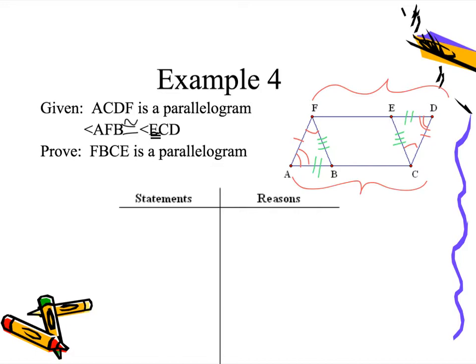Now, FB and EC are opposite sides of that smaller parallelogram. I wonder if I could get this guy and this guy to be congruent, right? Could I do that? Well, I've got AC congruent to FD, which are two big sides. If I subtracted AB and ED, I'd get FE and BC congruent, making that smaller one a parallelogram by opposite sides being congruent. I have a parallelogram. Sounds like it's gonna work.